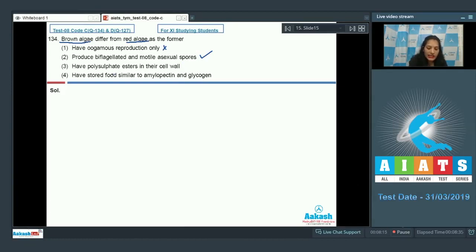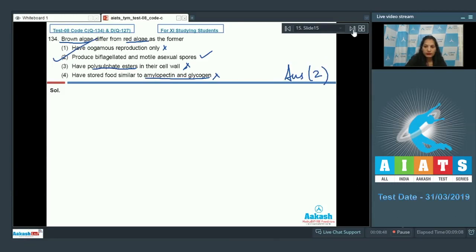Third, having polysulfated esters. No, brown algae have non-sulfated esters in their cell wall, not the polysulfated. Polysulfated esters are seen in the cell wall of red algae. So this option is ruled out. The last one is have stored food similar to amylopectin and glycogen. They are present in the red algae. In case of brown algae, they store food in the form of laminarin and mannitol. So the correct option for the given question is option number 2.